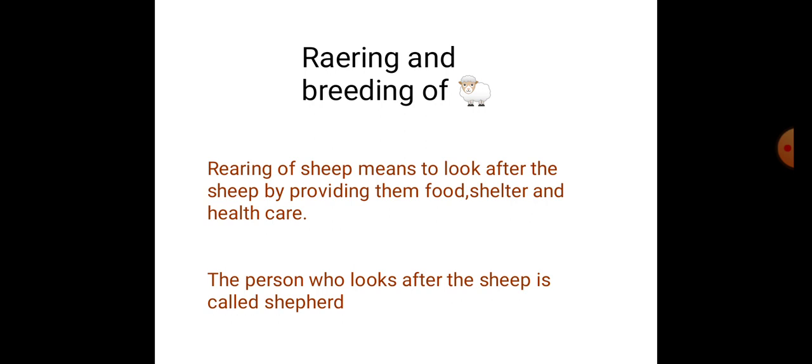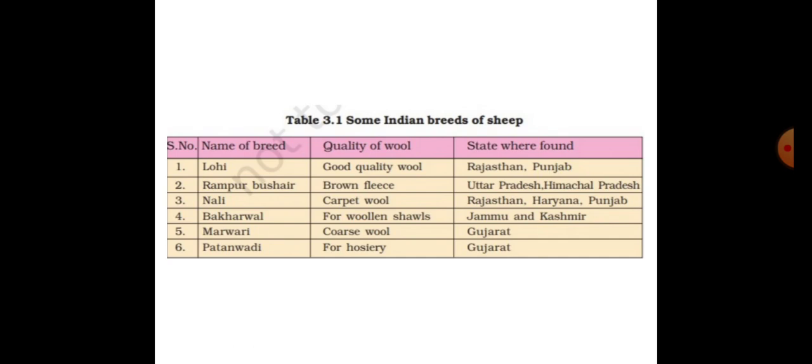So selective breeding is very important to rearing of sheep. It is a very important step. Some Indian breeds of sheep, the quality of wool and the names of states are given in the table. You can see the table which gives you knowledge about some Indian breeds of sheep. You can take a look at this slide.